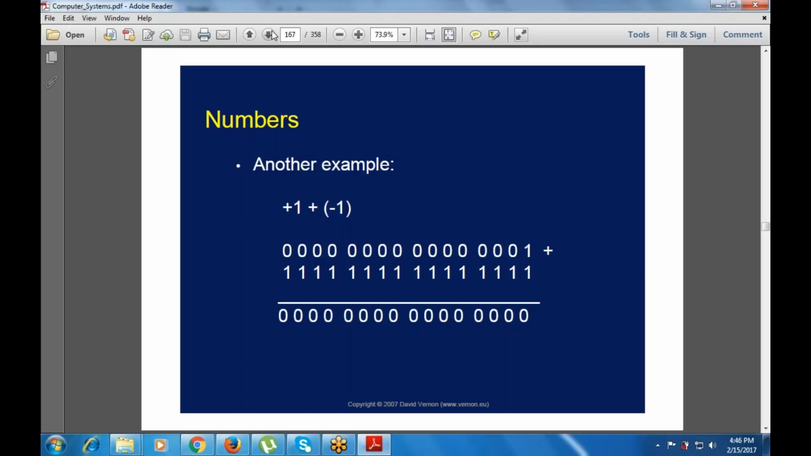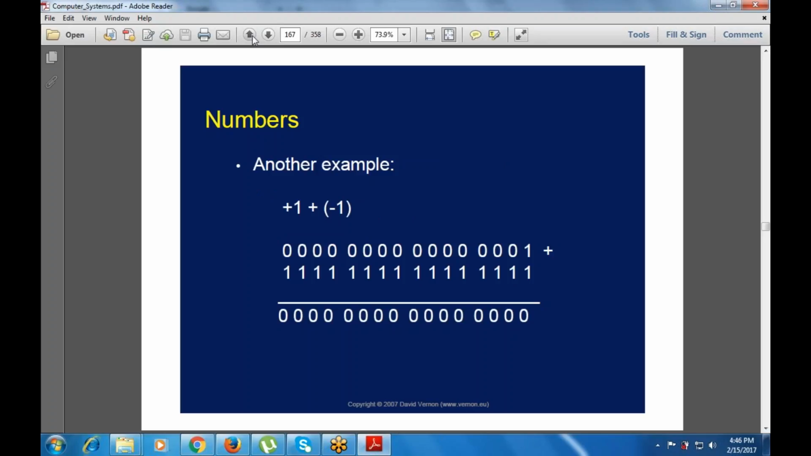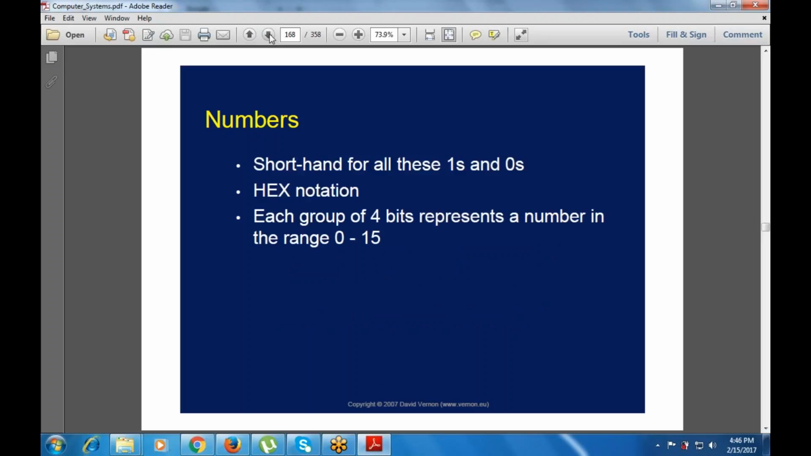This is plus 1 minus 1, and plus 1 minus 1 is always 0. Now this is the shorthand notation for these ones and the 0. That is for the hexadecimal notations. Each group of 4 digits or 4 bits represents a number in the range from 0 to 15.